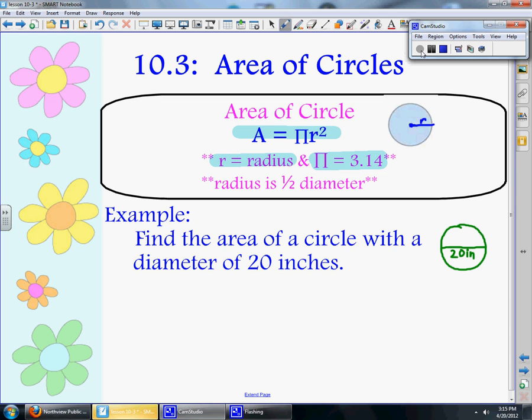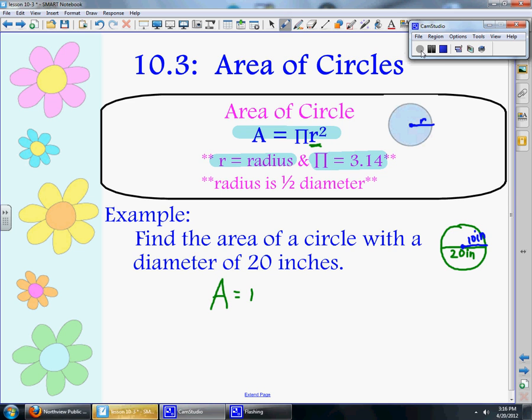Now in order to find the area, we need to know what the radius is. So we know that the radius is 1/2 of the diameter. So from here to here on this blue line, how long is that? If we take 20 and divide it by 2, we get the radius to be equal to 10 inches. So how are we going to find the area of the circle? Remember the formula from up above.